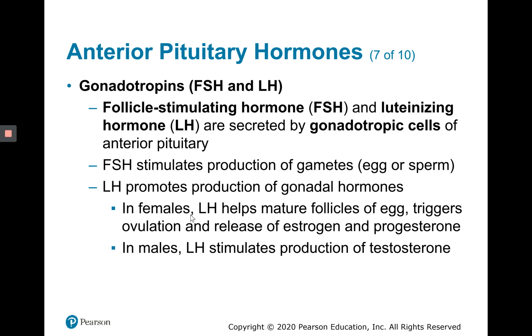Luteinizing hormone promotes the production of gonadal hormones. In females, luteinizing hormone helps mature follicles of the egg, triggers ovulation, and causes the release of estrogen and progesterone. In males, luteinizing hormone stimulates the production of testosterone. Testosterone is produced by interstitial Leydig cells of the seminiferous tubules, and we need luteinizing hormone to trigger that testosterone production. Luteinizing hormone, though, is named after the luteal phase of the ovarian cycle in females. So both follicle-stimulating hormone and luteinizing hormone are named after their function in the female reproductive system.